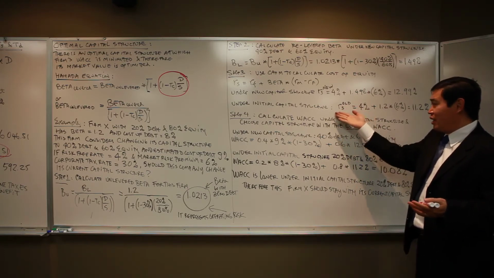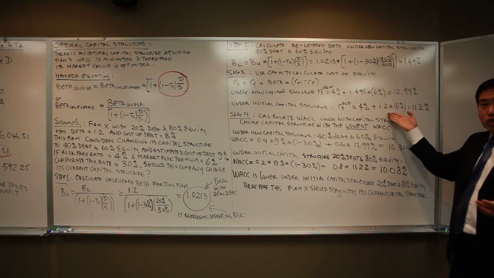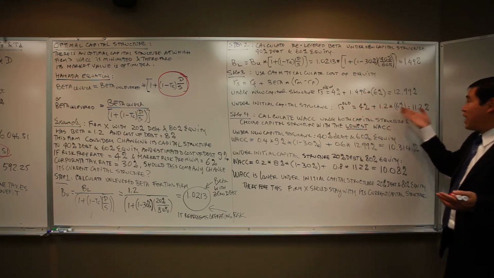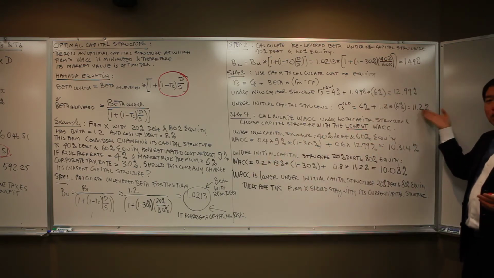Under the initial capital structure, which is 20% debt and 80% equity, the cost of equity, or required return, I call it RS old here, is equal to 4% plus the beta, which was 1.2 initially, times 6%, the market risk premium again, which is equal to 11.2%.